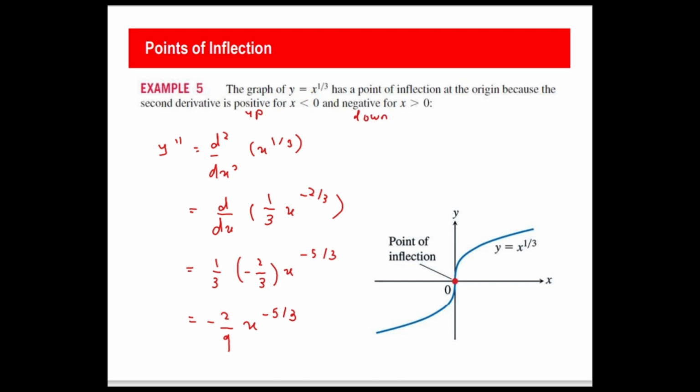So concavity changes sign. We have the vertical tangent in this case, so we make the conclusion that it has a point of inflection at the origin, or when x equal to 0.